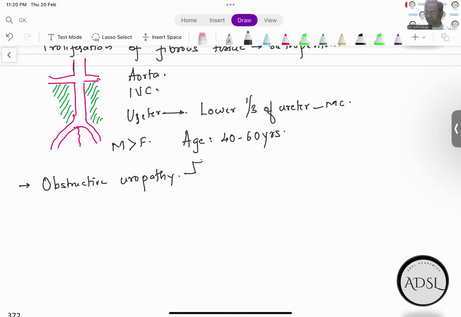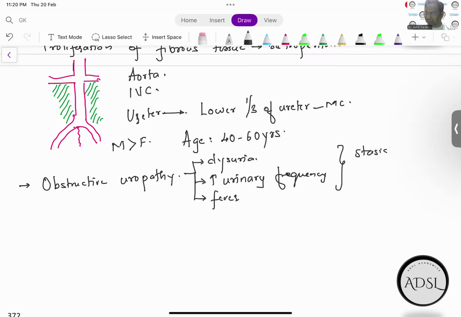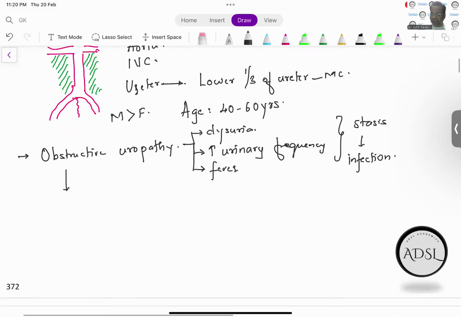So there will definitely be dysuria. There might be increased urinary frequency. And there might also be fever. Why? Because stasis, as we know, gives rise to infection. So the hydronephrosis is there and there might be superadded infection on that. All right. Many a times people will present with abdominal pain or flank pain.